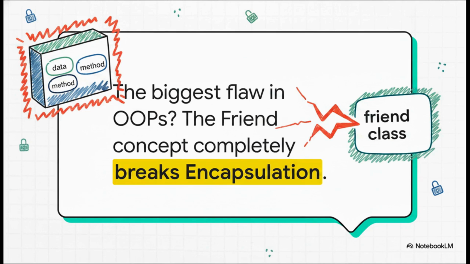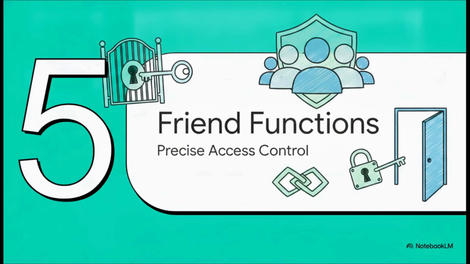You expose everything. So when an interviewer leans across the table and asks you, what would you consider the biggest flaw or issue in OOPs, this is the exact answer they want. The friend concept legally breaks encapsulation. It is a built-in backdoor, and acknowledging this paradox shows them that you actually understand the architecture on a much deeper level. Finally, we have Section 5, friend functions explained.